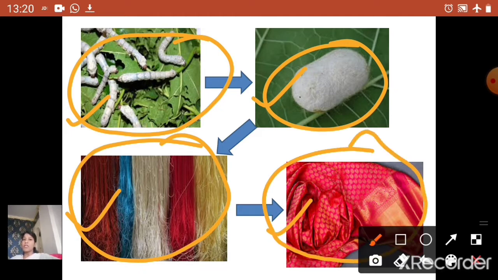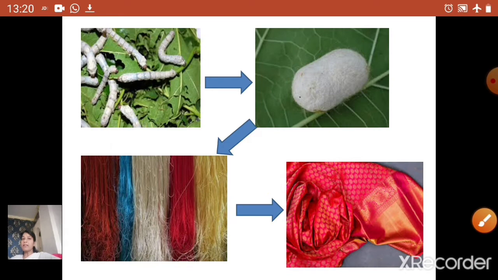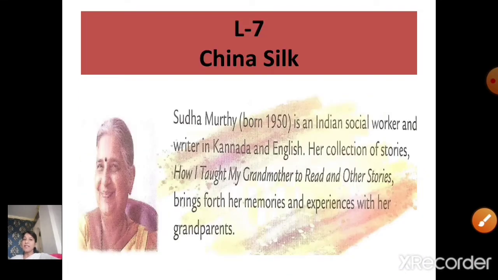Very good. Children, many years ago, how to make silk was not known to the people around the world. Only people living in China had the knowledge of how to make silk. How this knowledge of making silk left China, that we are going to read in today's lesson. That is lesson number 7, China Silk, written by Sudha Murthy.